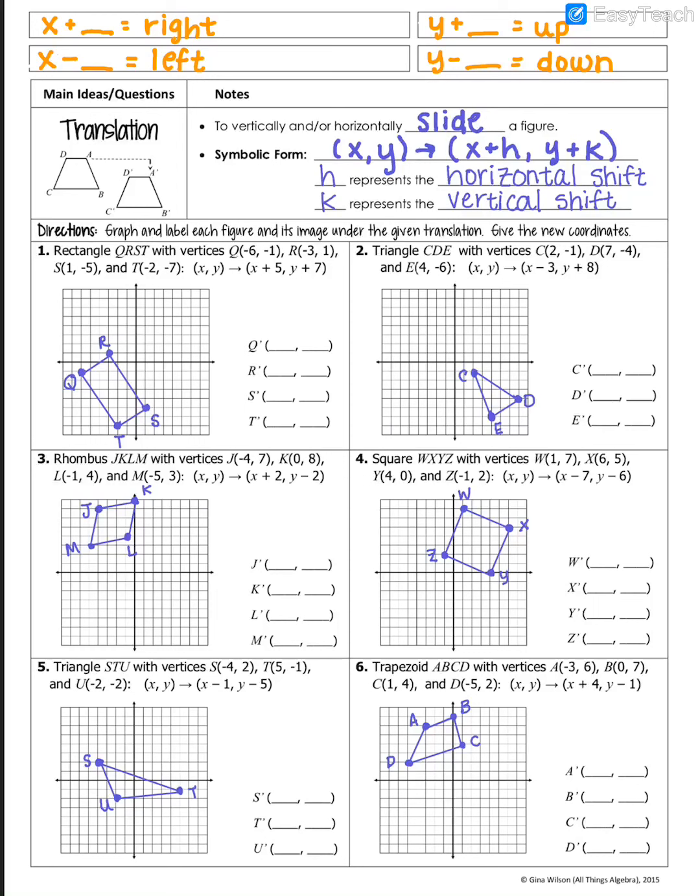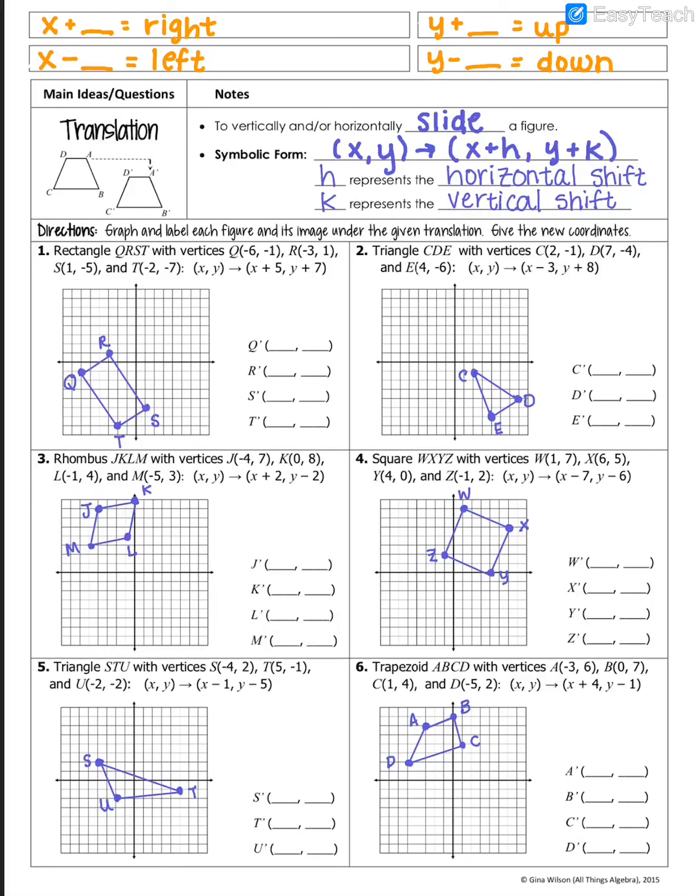A translation is to vertically or horizontally slide a figure. You could do both in the same step, and it's going to depend on your directions. So we do have a symbolic form, which looks really confusing to begin with, but you'll see later it's actually kind of useful. And that is (x, y) is going to be transformed or translated using the directions of x plus h and y plus k, where h represents the horizontal shift and k represents the vertical shift.